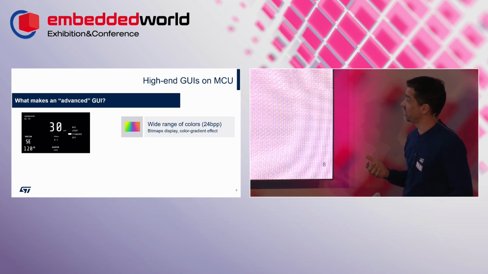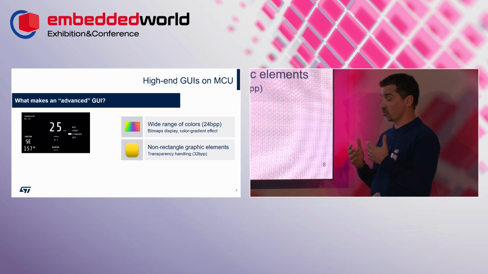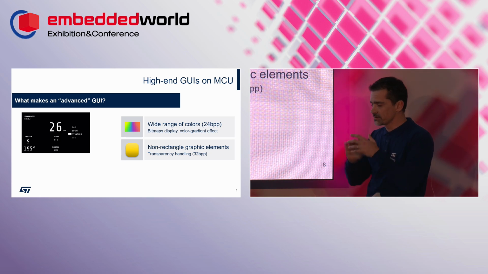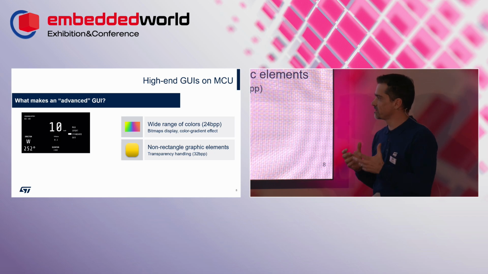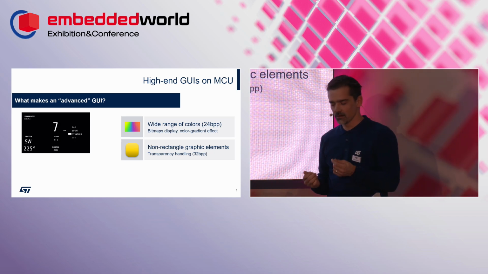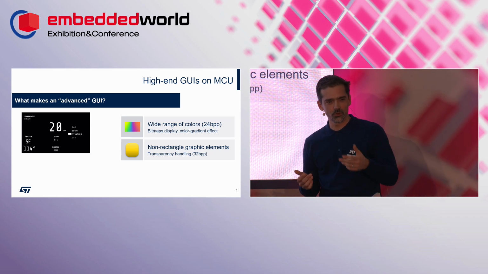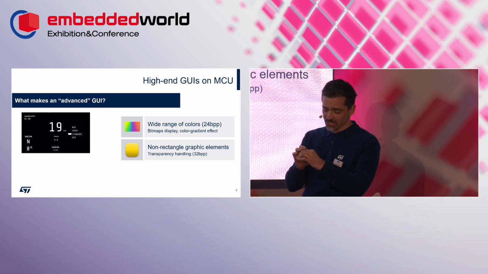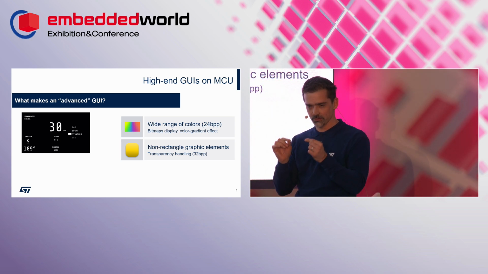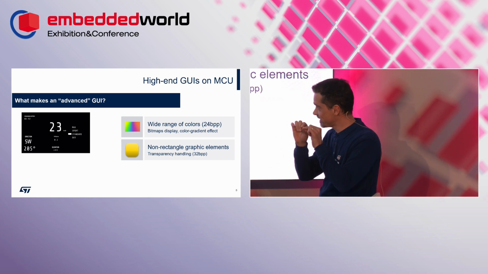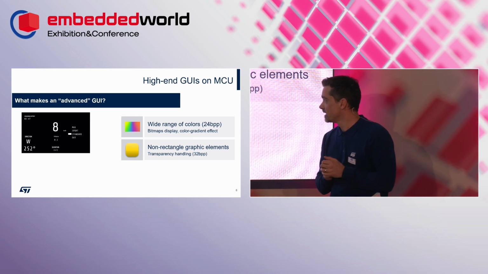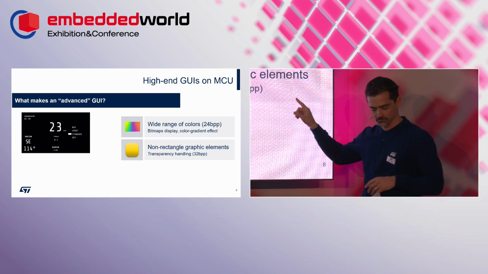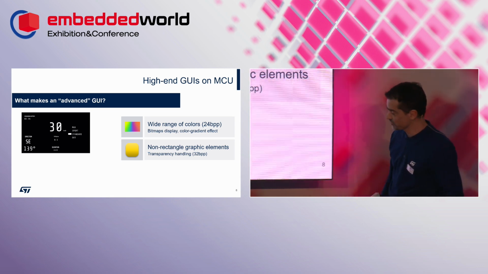which makes the interface nicer. You also want to have some non-rectangular graphic elements, because the round effect is nice. On any smartphone, I will not mention brands, of course, an application is not a rectangular button. It's round. It has round edges. So this means handling transparency, and then you go up to 32 bits per pixel. We started from 2, remember.